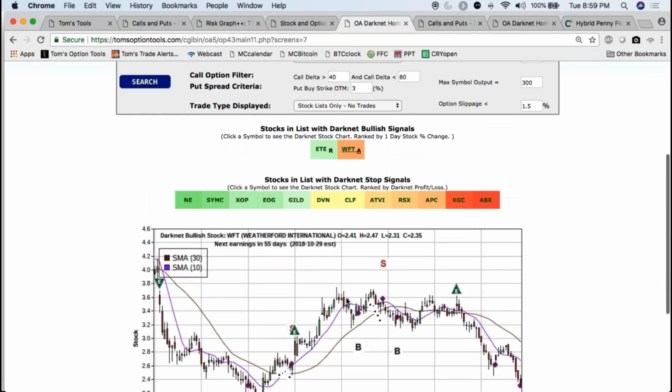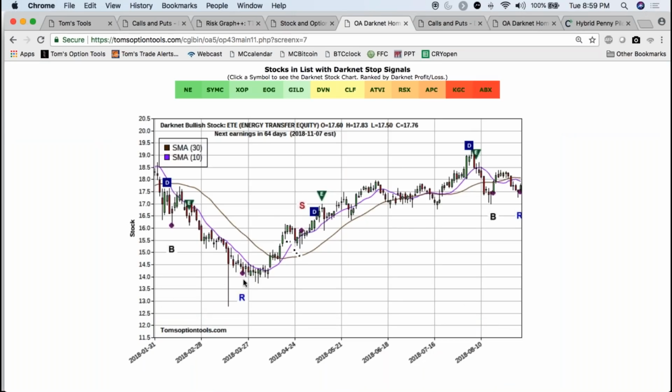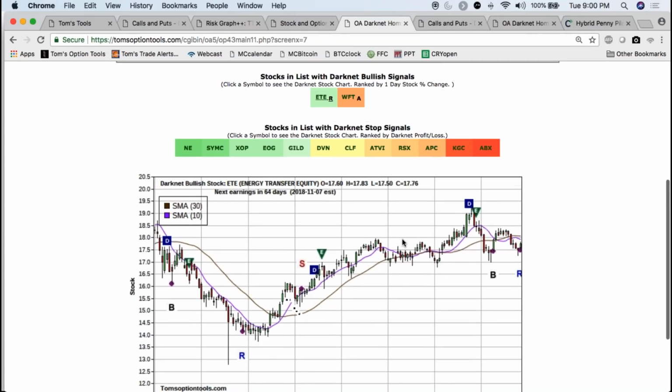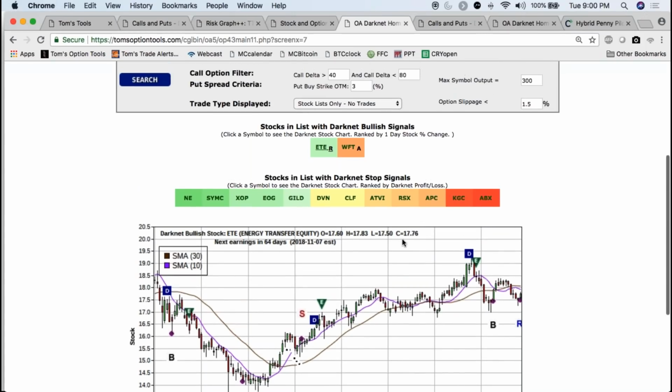stock price. ETE, I think we looked at earlier, energy transfer, but look at energy for a moment. So higher, higher low, higher high. Buy and rebuy are sitting right there around support. This is good, right? $17.50. Let's take this one a little bit farther. So $17.50 for energy transfer equity, right?